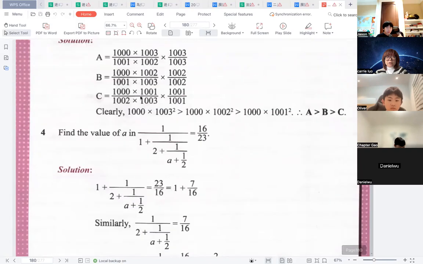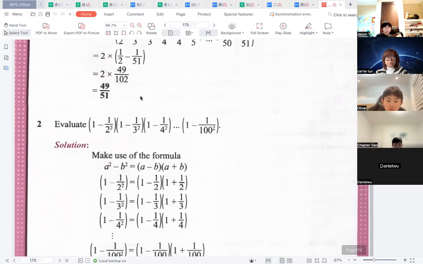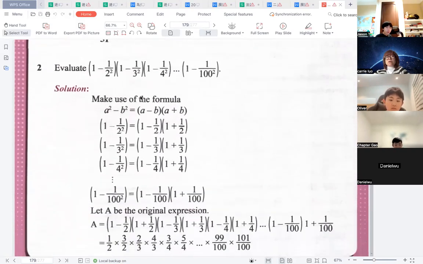Okay, so let's take a look at number 2. For this question, 1 minus 1 over 2 squared, times 1 minus 1 over 3 squared, and plus 1 over 4 squared, and all the way to 1 over 100 squared.